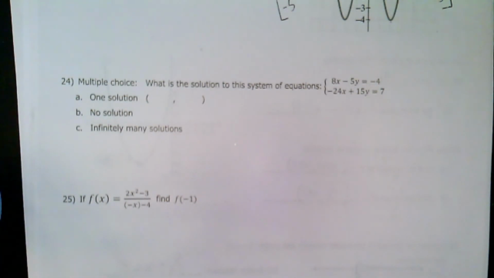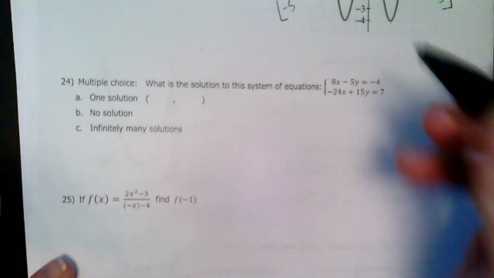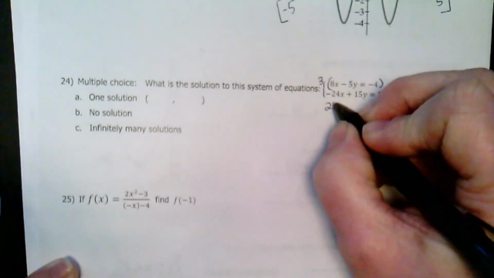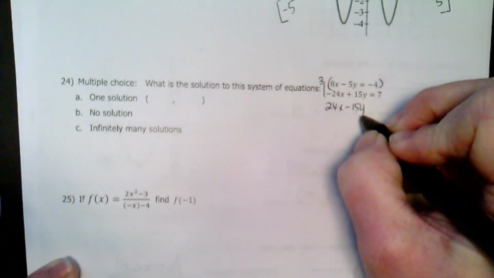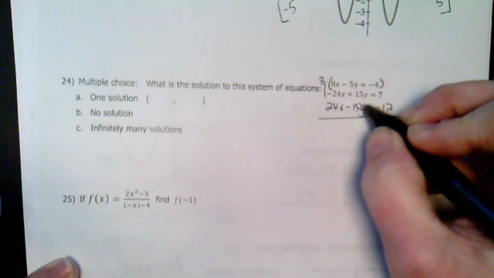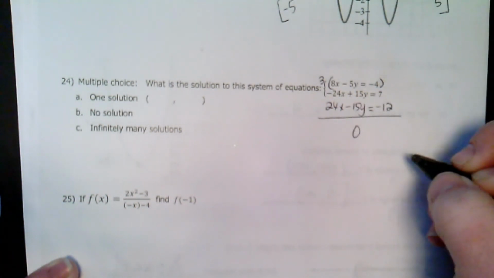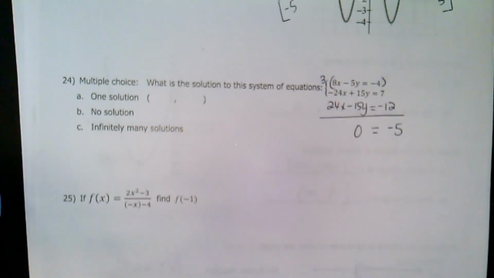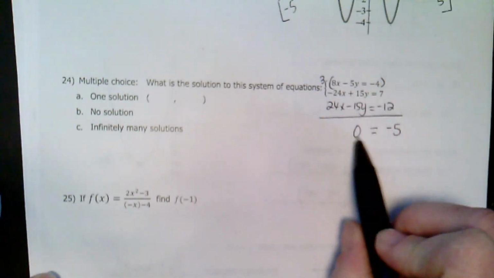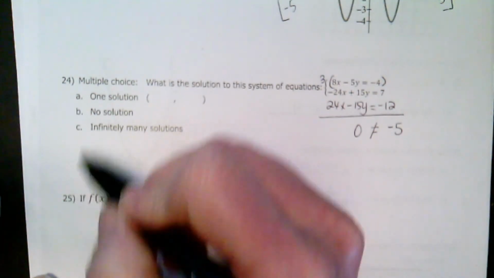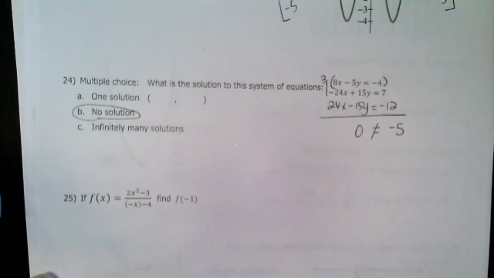Number 24, what's the solution of the system of equations? So choose the way that you would like. I'm going to do the addition. I'm going to multiply everything by 3. Alright, that cancels out, and that cancels out, so there's nothing left on this side. And on this side, we're left with -5. So this is one of those circumstances where this is not a true statement. When that happens, there is no solution, so the answer to this is B.